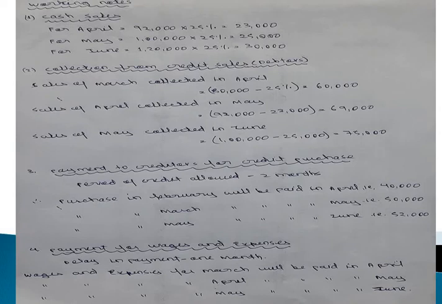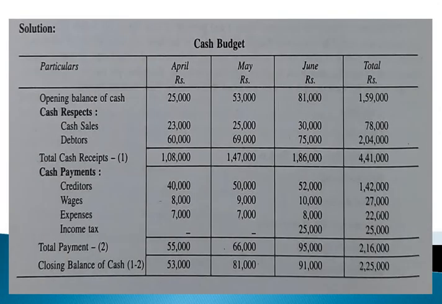Now let us look at the solution. So this is the solution. The opening balance of cash is 25,000. You have to add the various cash received. There's a printing mistake; they have written cash respects, so it'll be cash received. Cash sales you can get from the working note. Then the collection from credit sales, that is debtors, also from working note number 2. Then the total cash received for the month of April is 1,80,000.